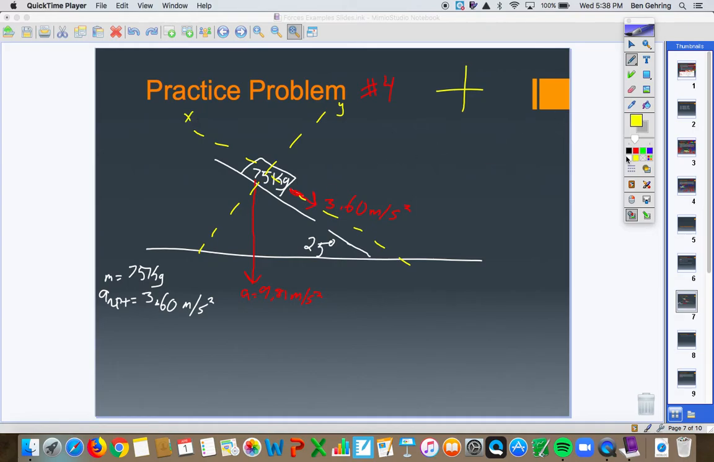Okay, and I should have put this down, ultimately I'm looking for mu k, my coefficient of kinetic friction. That's the end-all be-all goal. So that's what we're trying to get to. So we know that I have gravity pulling down at 9.81 meters per second squared. Instead of this, I can make this a force by using Newton's second law and having F equal to mass times acceleration.